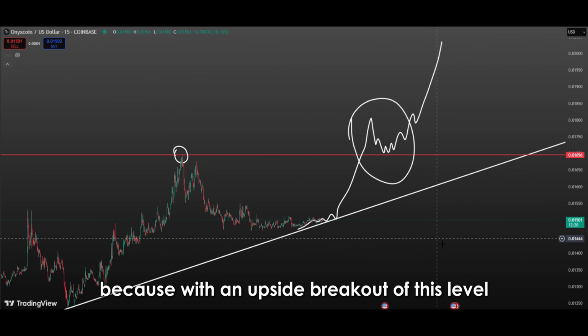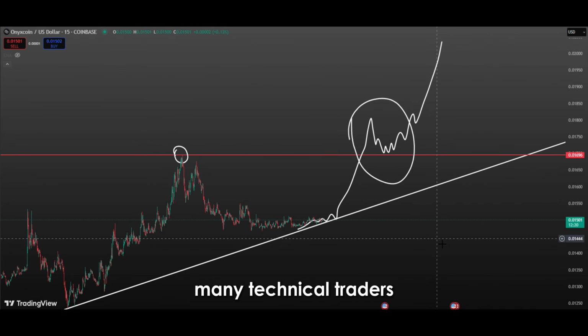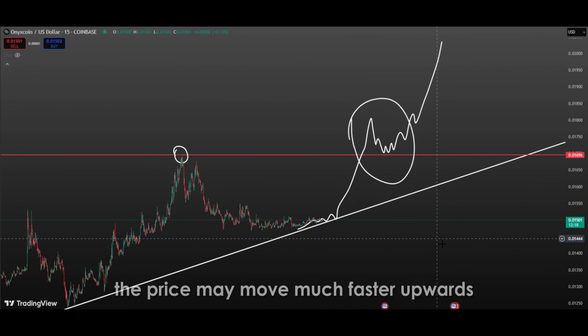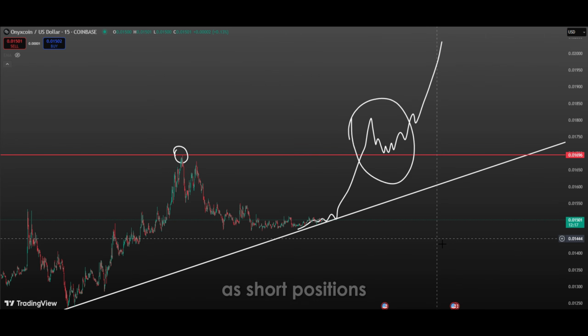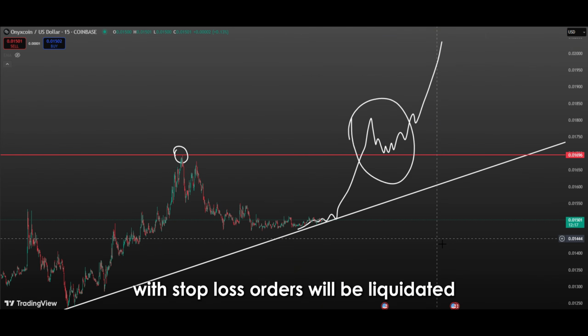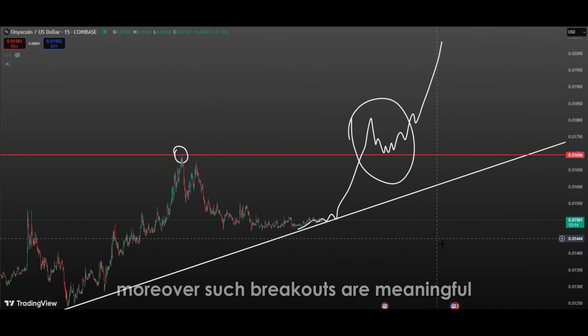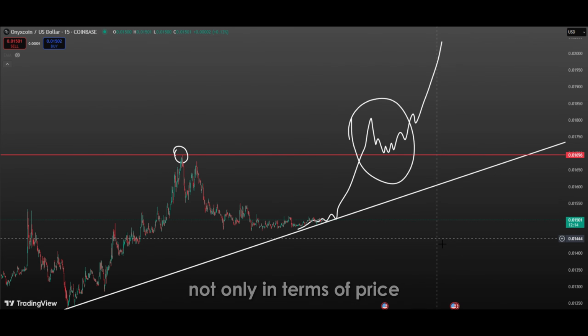Because with an upside breakout of this level, many technical traders will be looking to increase their positions, and at the same time, the price may move much faster upwards as short positions with stop-loss orders will be liquidated. In a sense, this creates a domino effect, and a small breakout can start a big bullish wave. Moreover, such breakouts are meaningful not only in terms of price but also in terms of volume.